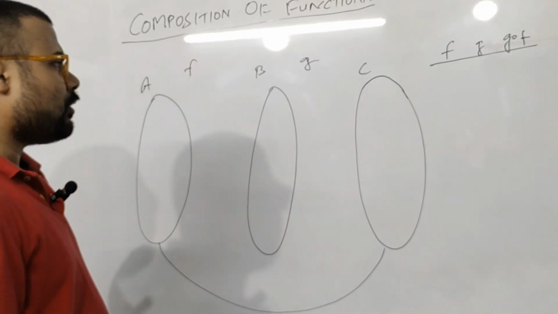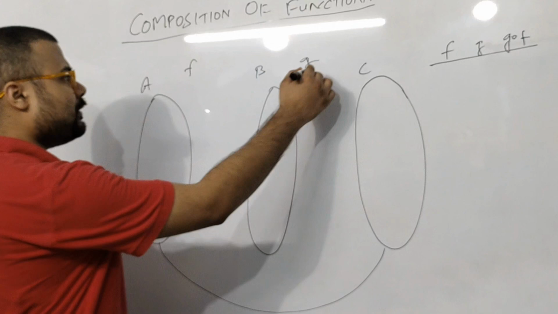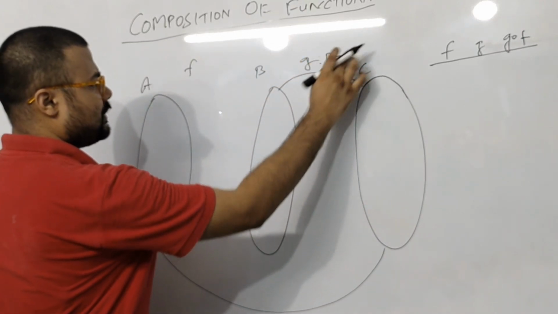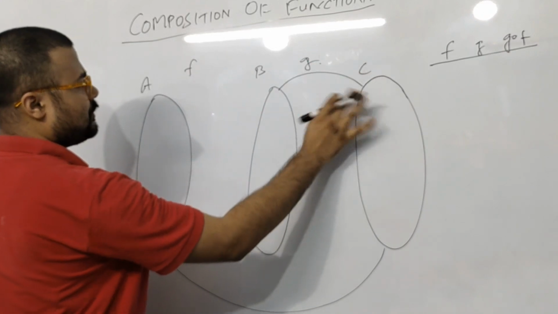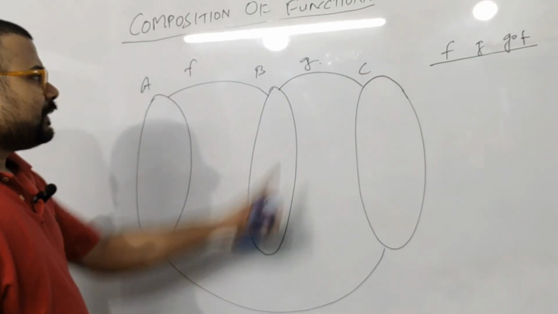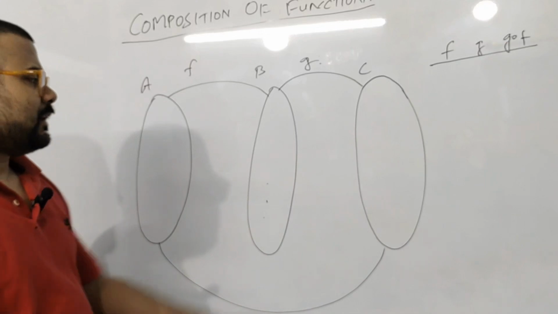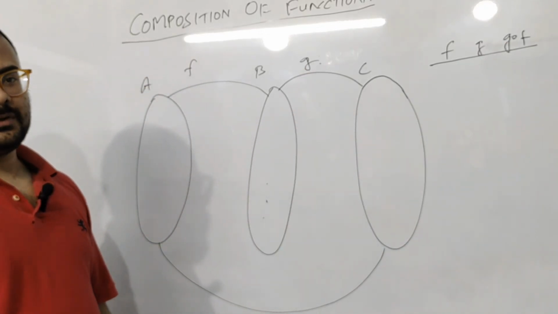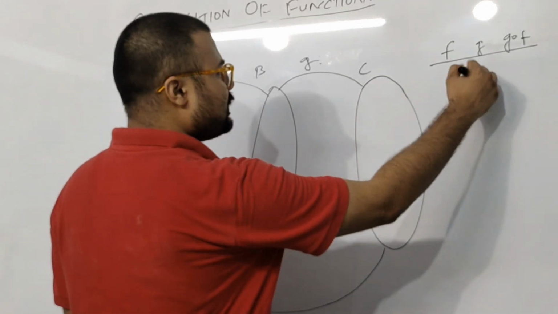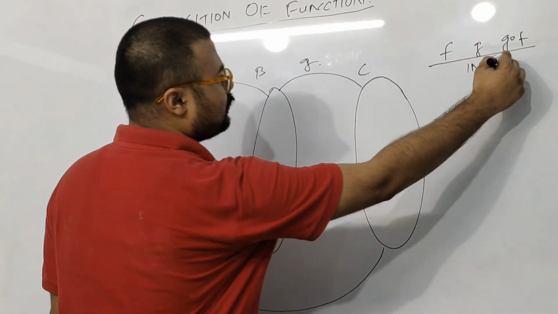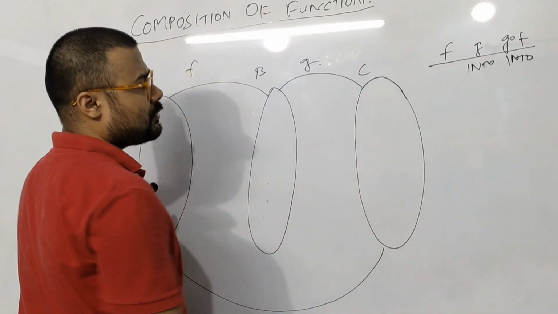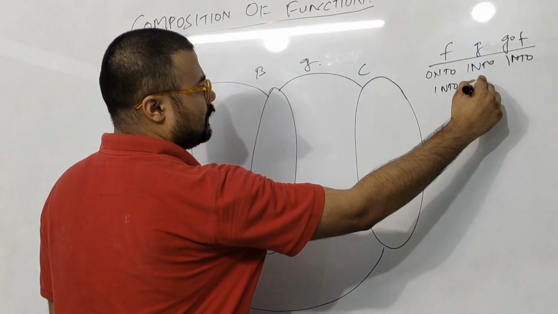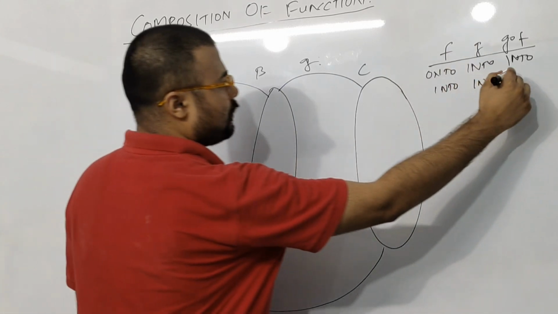if g is into, then gof is into, because g into means g is from B to C. Okay, this is your g, this is your g, and this is your f. If g is an into function, it means that the range of g is a proper subset of C. So if g is into, then gof is into. Okay, so f can be onto or f can be into. I don't care. If g is into, then gof is into.